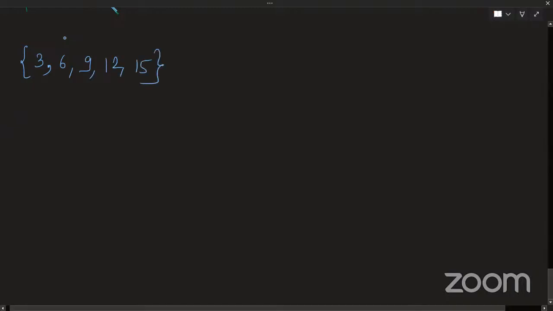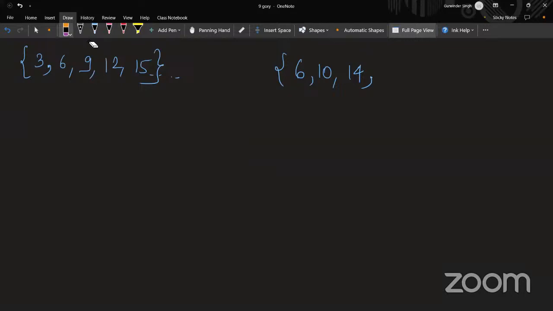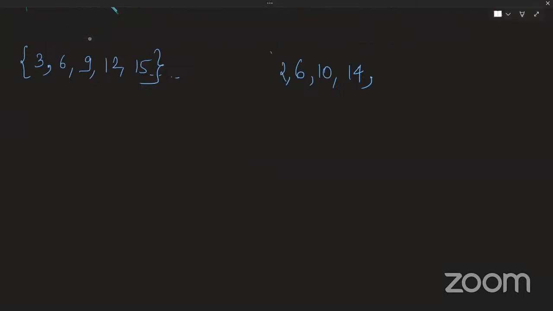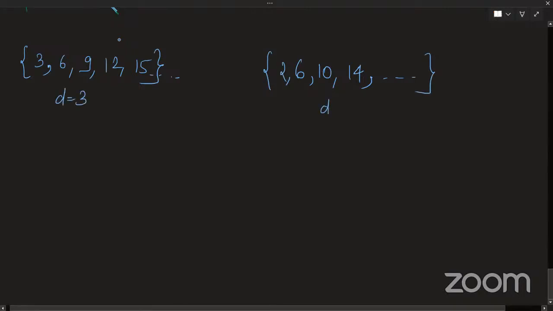I have my first AP as 3, 6, 9, 12, 15, like this. My first AP goes like this. My second AP goes like 2, 6, 10, 14. I will start it from one number before, so it starts from 2. Like this it goes. So this has a common difference of 3. This has a common difference of 4.